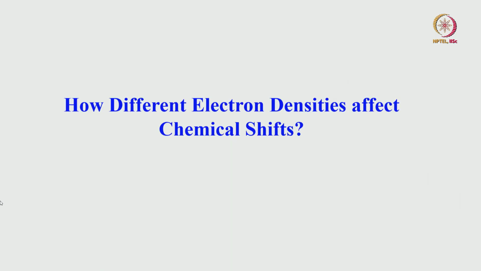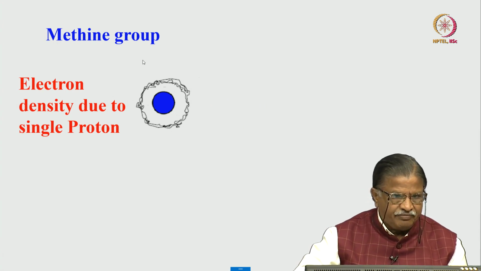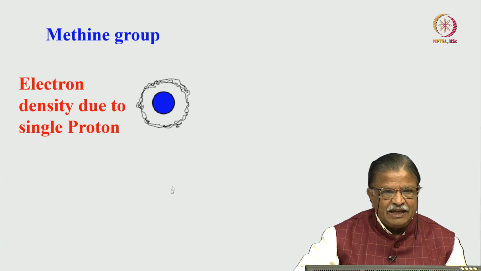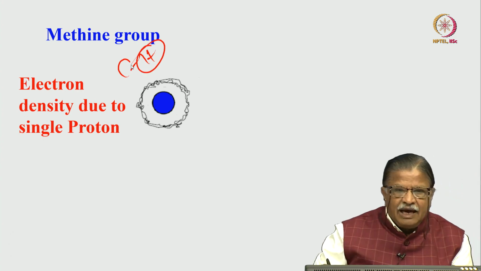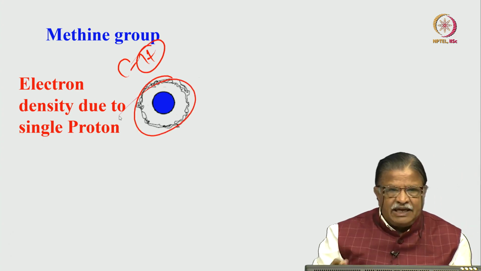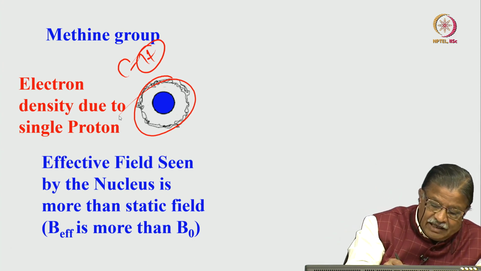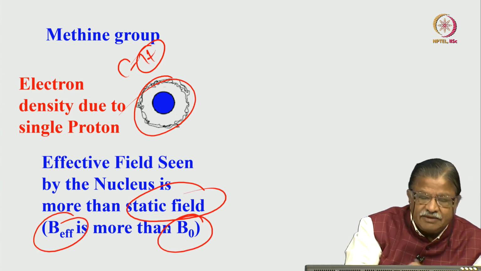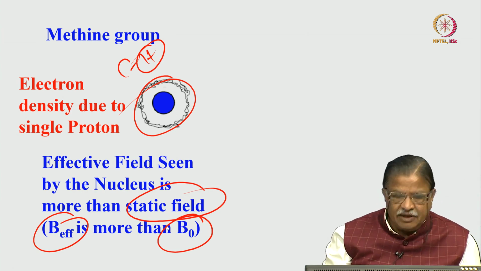Today we will try to go further and see how different electron densities affect the chemical shifts. That is what we will discuss today. For example, I consider a methane group, CH group. Let us see how the electron density will be at the site of the nucleus. The methane group has a single proton, only one proton. Hypothetically, we have written the charge distribution at the site like this, and the effective field seen by the nucleus is more than the static magnetic field. So B effective is more than B naught. It is not the same because it is shielded by the electrons surrounding that proton.